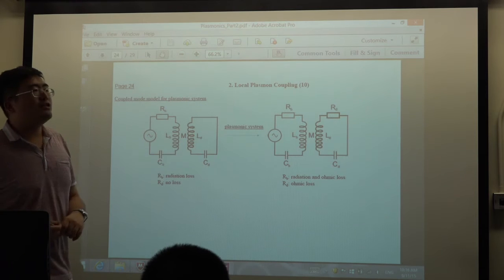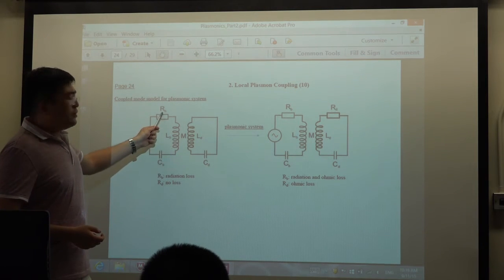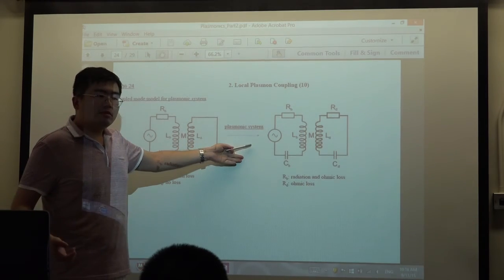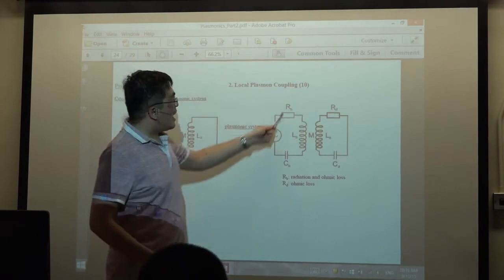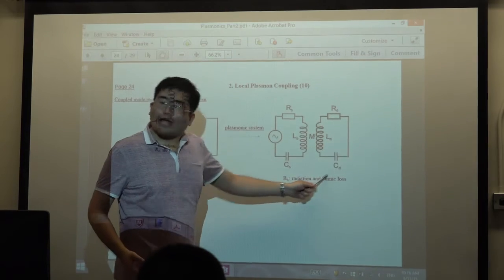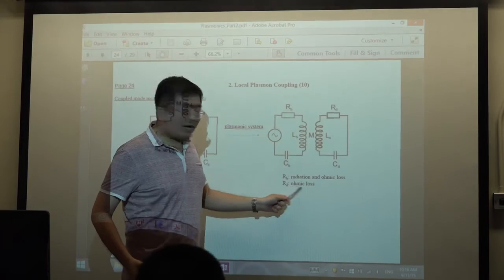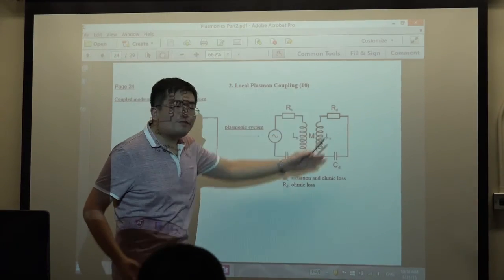Fano spectrum. This has radiation loss, no other loss, right? But the plasmonic system is different here. The bright mode has radiation loss, and also ohmic loss, right? You have a lossy material. The dark mode also has ohmic loss. This is the full picture.